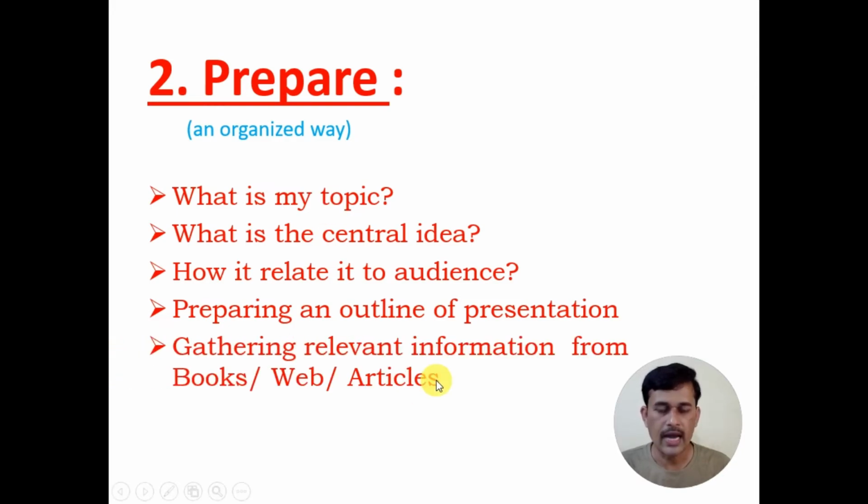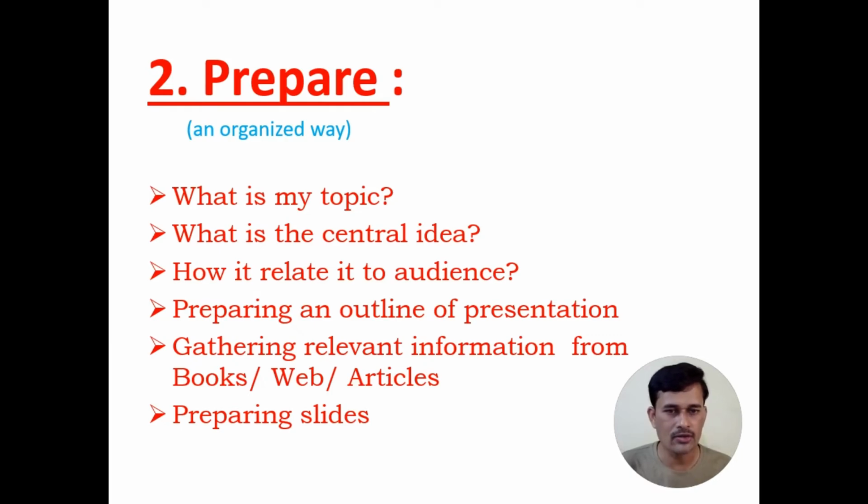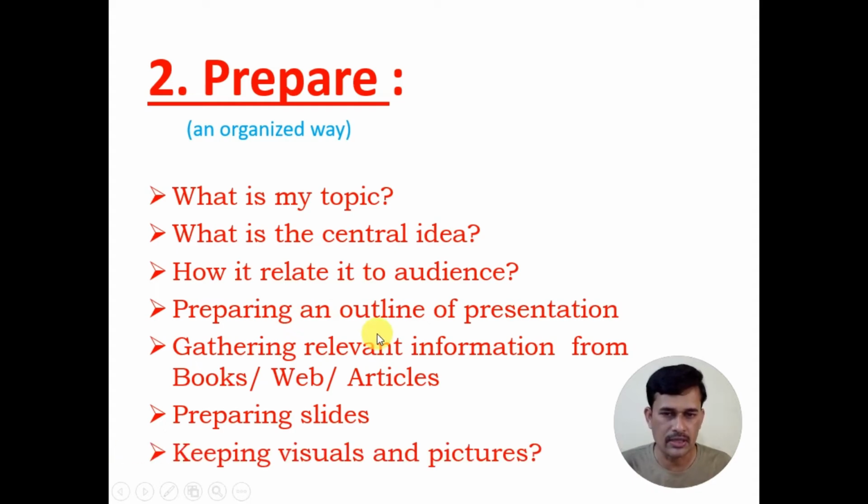And next one is gathering relevant information from books, websites, articles. So you need to gather information related to your topic because you fixed the topic, you wrote the outline of the presentation. Now you need to gather information from different sources related to the topic. And next one is preparing slides. Then you need to prepare the slides because we have already prepared the outline. So based on that outline, whatever information you have gathered, you need to keep that information under those side headings.